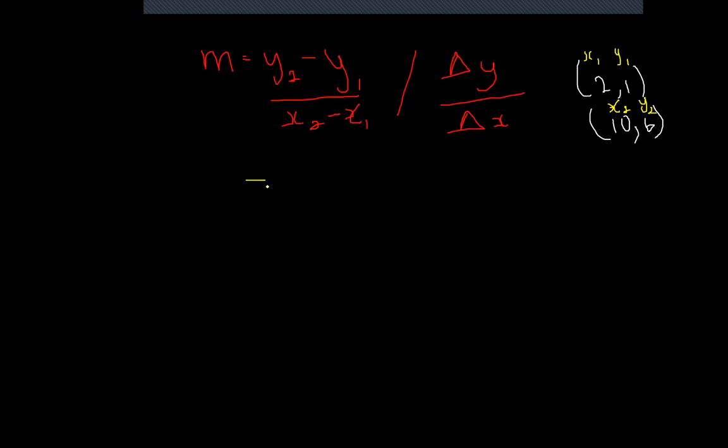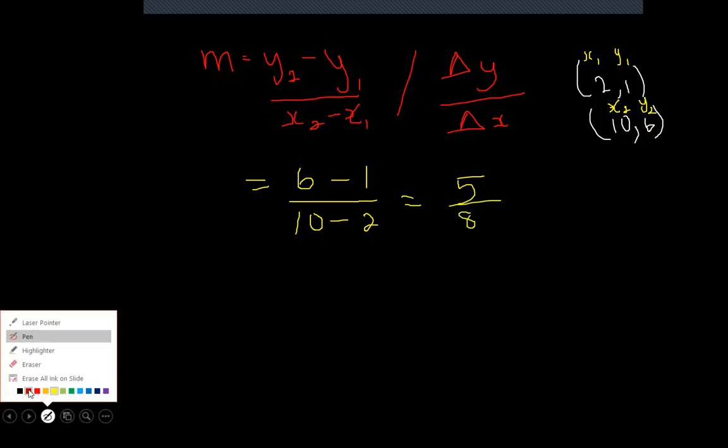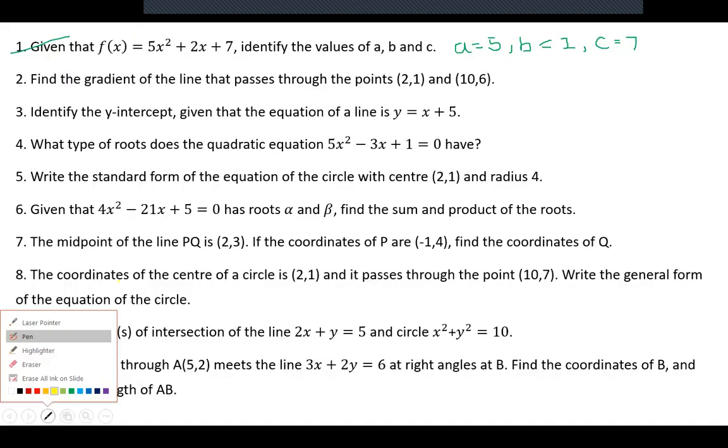So just remember that. All I need to do now is substitute the values. y2 is 6, so I put 6 right there, minus y1, that's 1, so I put 1, divided by x2, which is 10, minus x1, which is 2. So that's 5 on 8, and that's why this is the answer. So good job to everybody who sent me that answer. So that's number 2 finished.